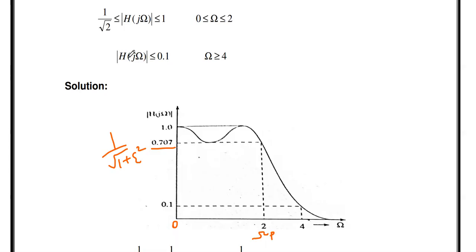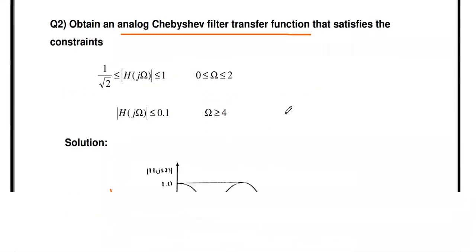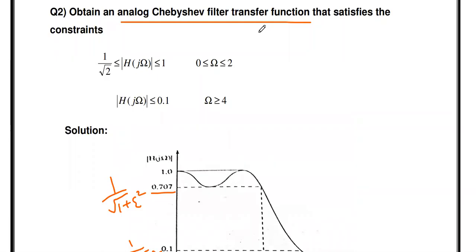The next specification: the modulus of H of j omega is less than or equal to 0.1 whenever the frequency omega is greater than or equal to 4. This 4 is the stop band frequency omega s. So for 4 or above 4, H of j omega reaches 0.1. This is called the stop band attenuation, and its value is 1 by square root of 1 plus lambda squared. So these 4 data are given, and for this specification we are going to obtain the transfer function of the analog Chebyshev filter.